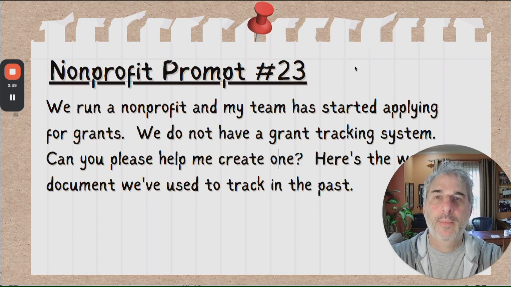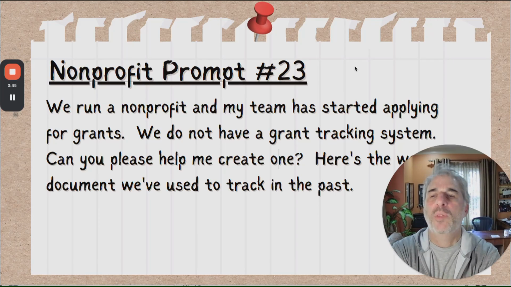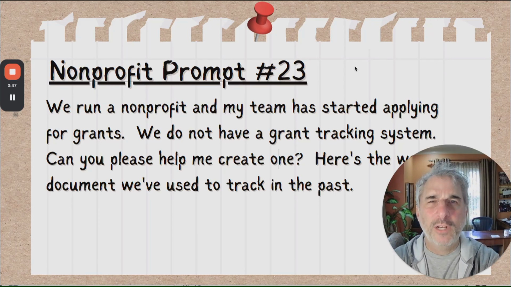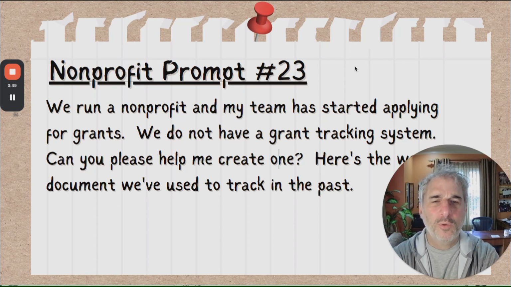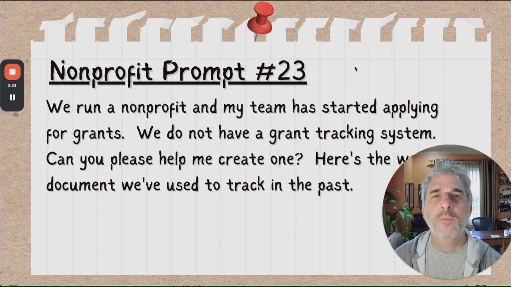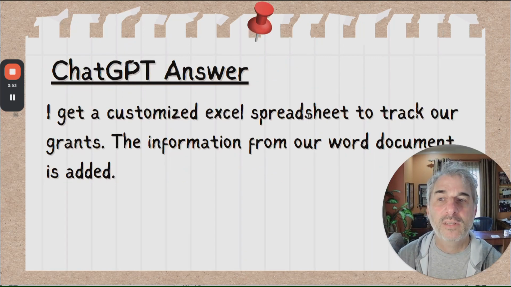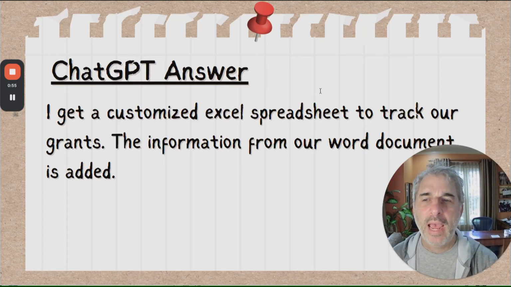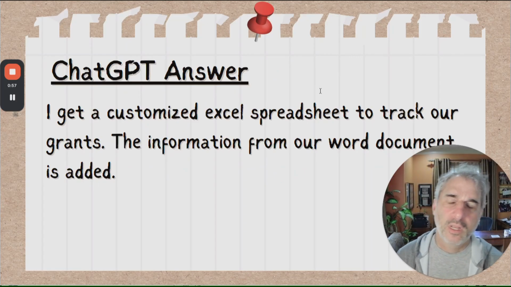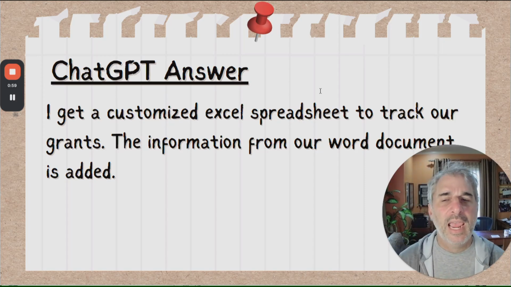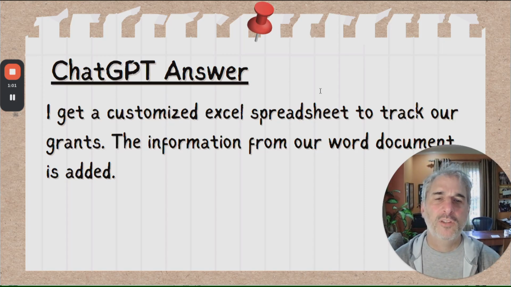So let's ask ChatGPT to help us create a system to be better organized so that we don't miss those key grant opportunities. Our prompt for this week is: we run a nonprofit and our team has started applying for grants. We don't have a grant tracking system, so can you help us create one? Here's the Word document we've used to track it in the past. And ChatGPT is going to come back with a customized Excel spreadsheet to track our grants and pull in all the information from our Word document. Let's go on over to ChatGPT and check it out.